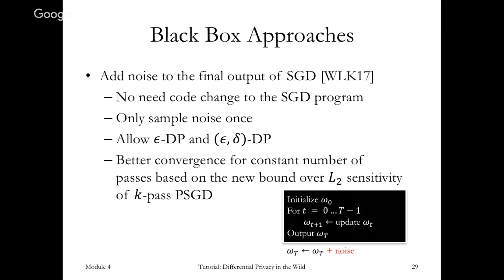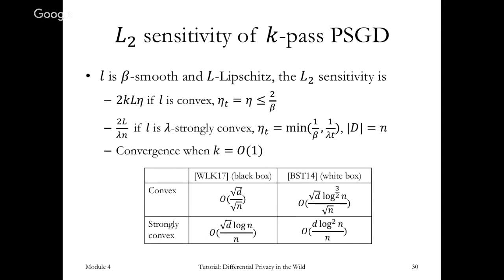And actually, the paper that discusses this approach will be presented on Thursday. It's called Bolt-on Differential Privacy, in the DP session. Okay. And the high-level idea is that they come up with the L2 sensitivity of the whole K-pass PSGD algorithm. Under certain convexity conditions, the L2 sensitivity can be bounded easily. Then adding a corresponding noise to the final output will guarantee the whole process is differentially private.